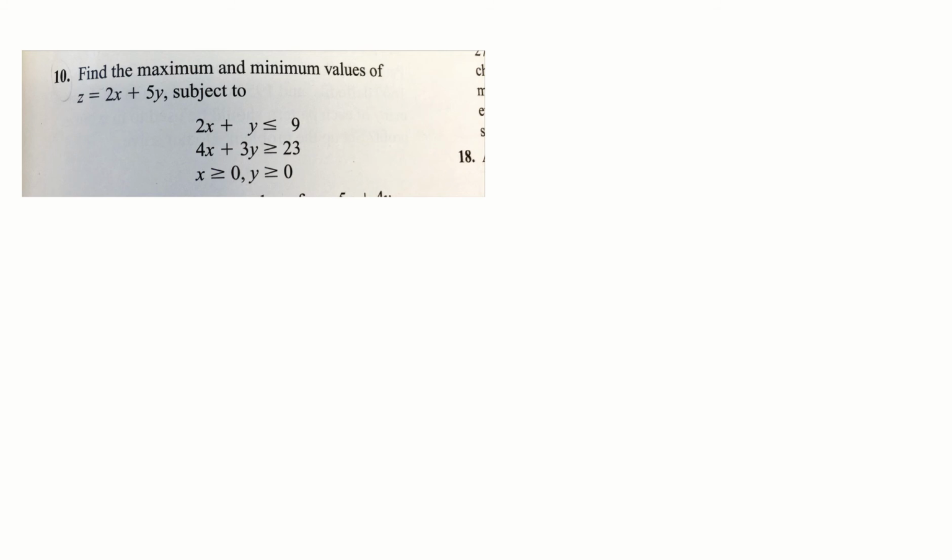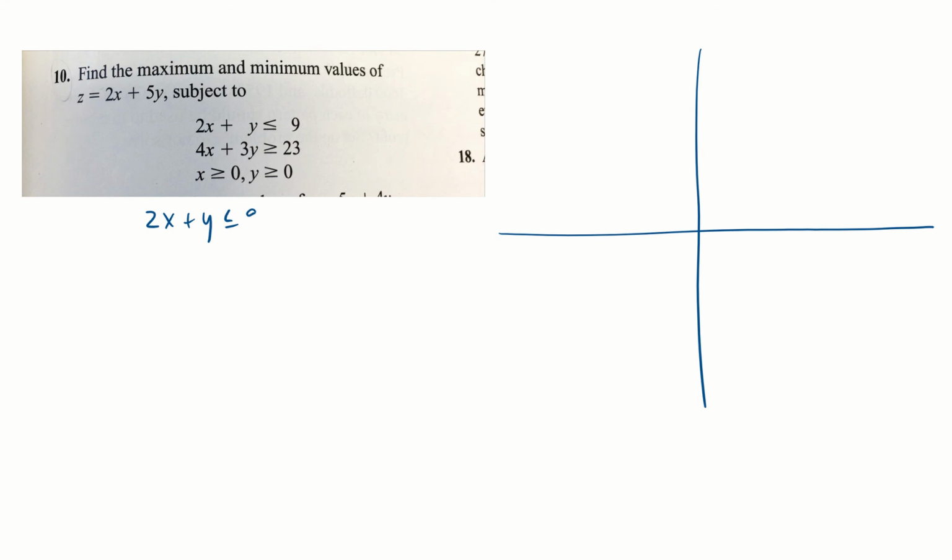Okay, find the maximum and minimum value subject to these constraints. For a problem like this, I want to graph and find my feasible region and then find the corner points. This is not going to be nice, because if x is 0, y is 9, but if y is 0, x is 9 over 2, or 4.5.